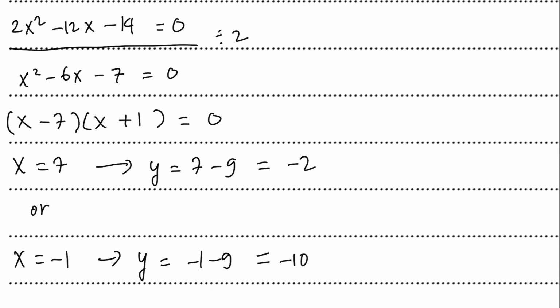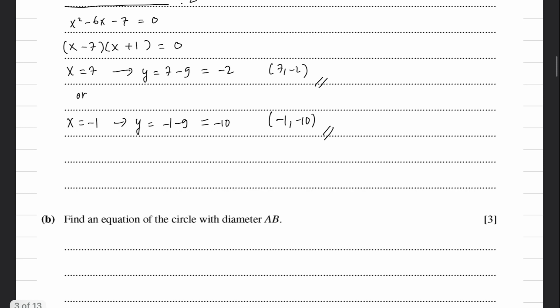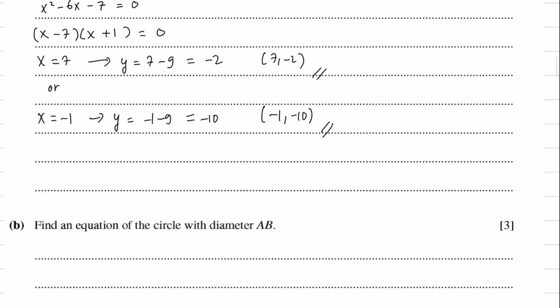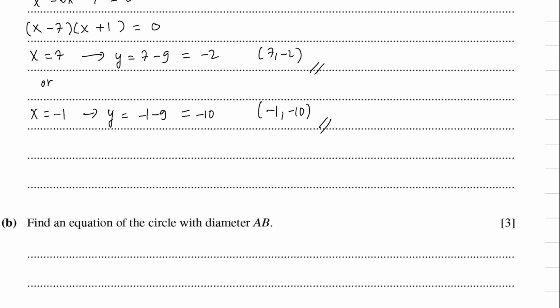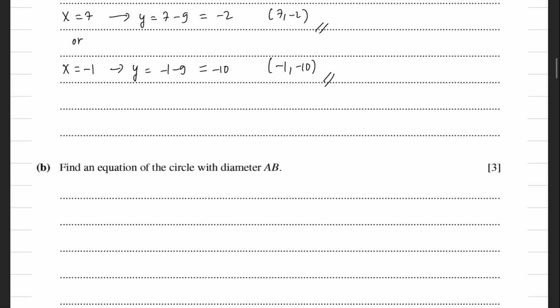So the 2 coordinates are (7, minus 2), and the second one is (minus 1, minus 10). So these two are the points of intersection. The second question: find the equation of the circle with diameter AB. So we have 2 points, (7, minus 2) and (minus 1, minus 10). We don't need to know which one is A, which one is B, but we need to calculate the diameter. So let's look at what happened here first.